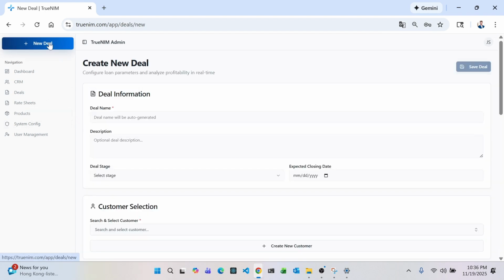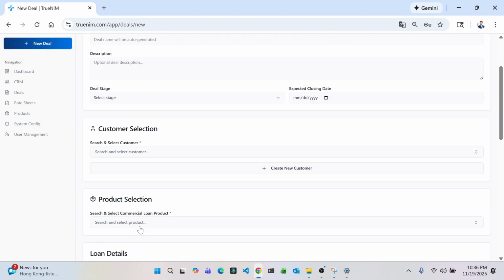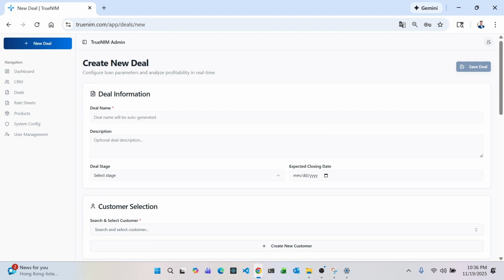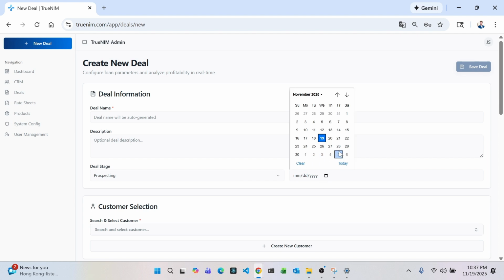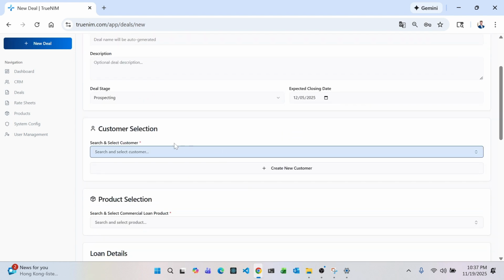let's just run a deal through the system and show you what it looks like. I don't have to put in a deal name here because it's going to look at the customer and what product we select, and then it will automatically generate a name for me. You can create your own deal stages within the system. Right now I just have prospecting in there, so we'll have that. I'll pick an expected close date.